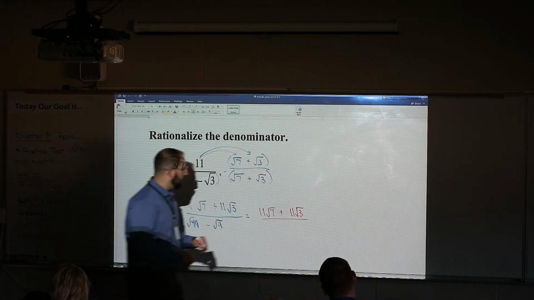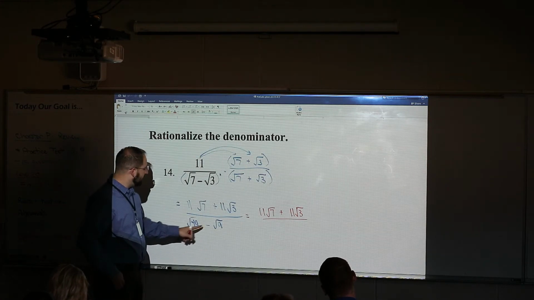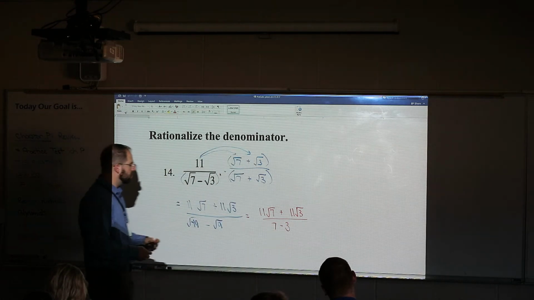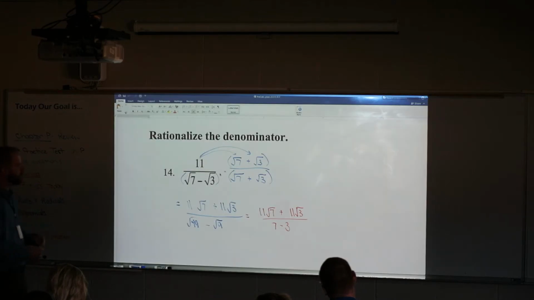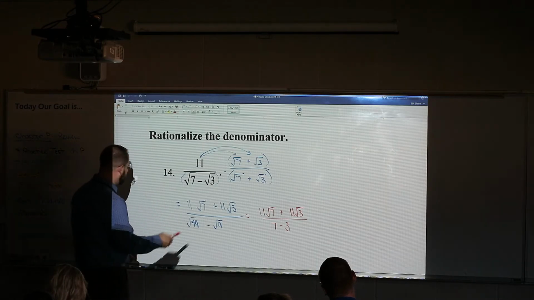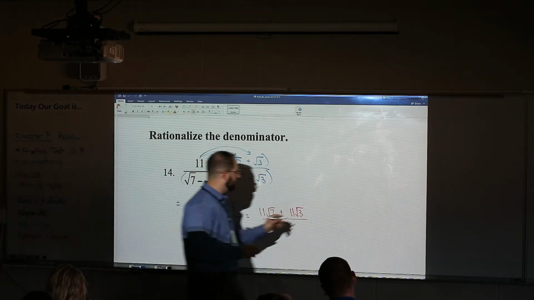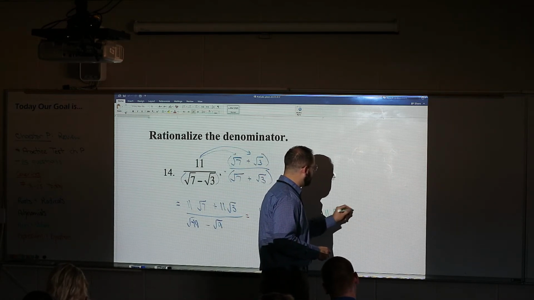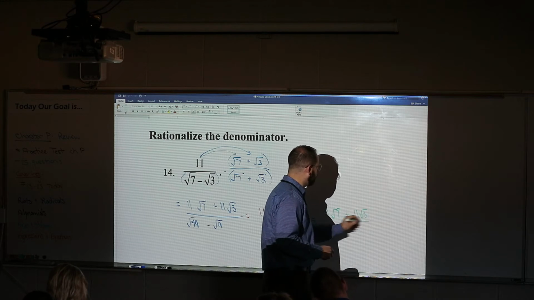The denominator now, I can actually simplify. That's 7 minus 3, because I can actually take the radical of both of those numbers. They're perfect squares. That's how it works. That's why we did the conjugate. And the bottom actually turns out to be a 4. So we have 11 radical 7 plus 11 radical 3 all over 4.